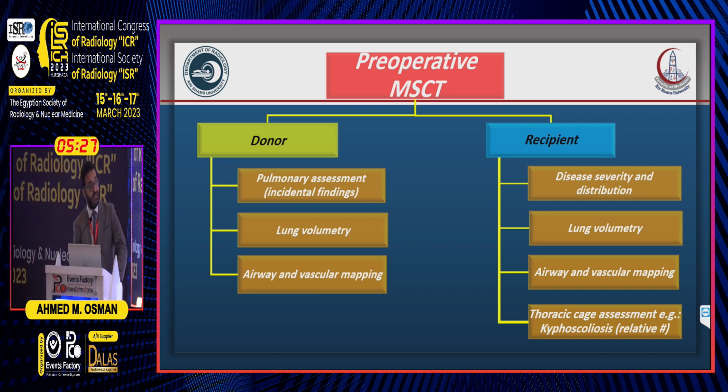Regarding the role of CT, either for the donor or recipients: detection of any incidental findings that can postpone the transplantation or even change the decision for lung transplantation, assessment of the disease severity, and the most important, and this is our issue today, the lung volumetry and the use of software applications for complete vascular and tracheobronchial tree analysis for the lung of the donor and recipients.